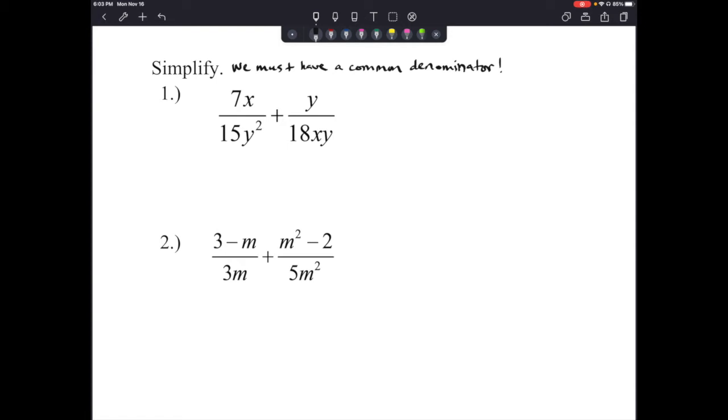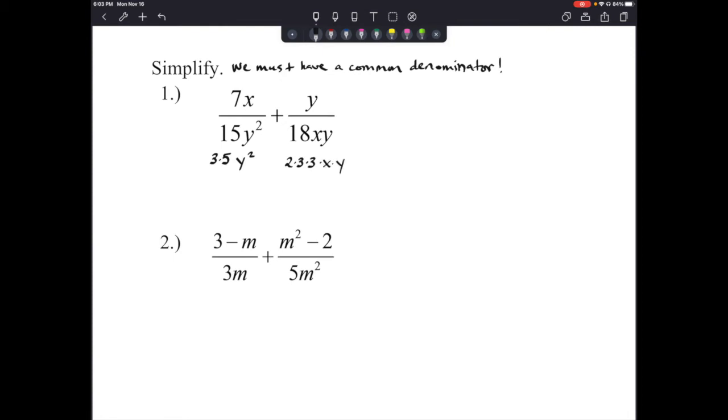So when we look at number 1, we have 7x over 15y squared plus 5y over 18xy. When I take my 15y squared, I'm just going to break down the numeral part of it to 3 times 5 times our y squared. On the right side here, we're going to have a 2 times a 3 times a second 3, right? And then times x times y.